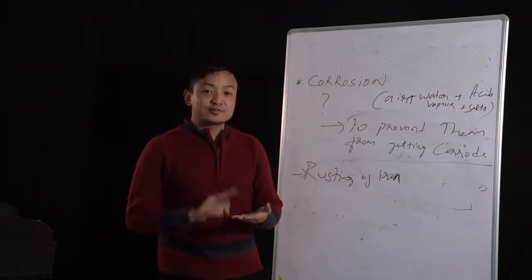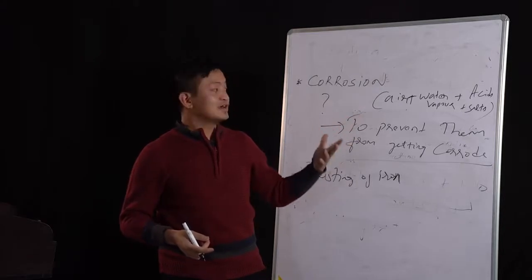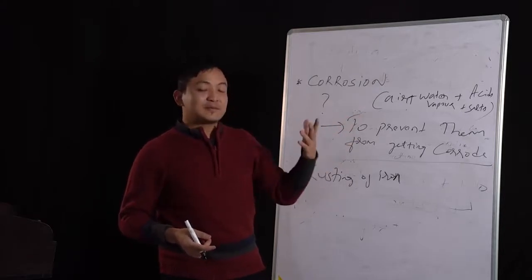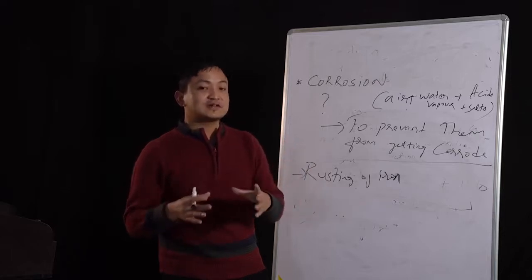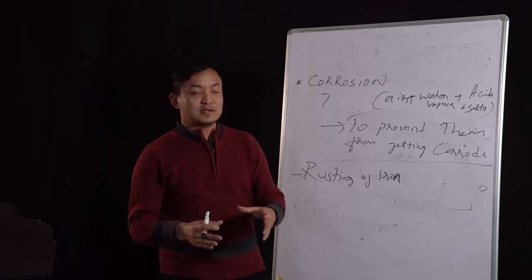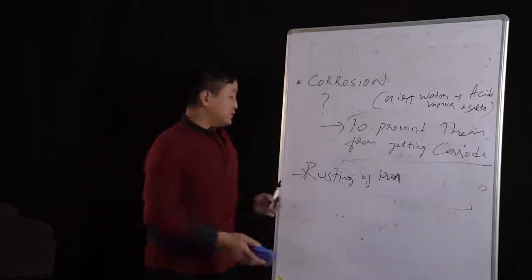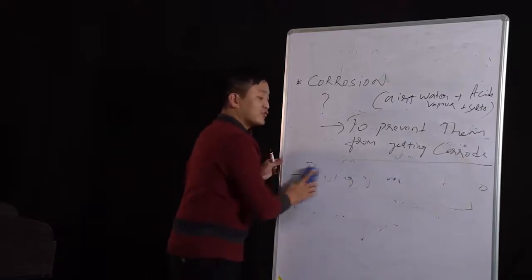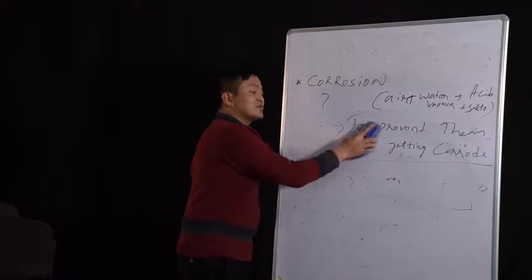Metal surface on exposure to the action of air, water, acids, and salts, what happens? The corrosion takes place, and this process together is known as corrosion. And we have many preventions for the metals to not get corroded, or we can prevent the iron from getting rust.